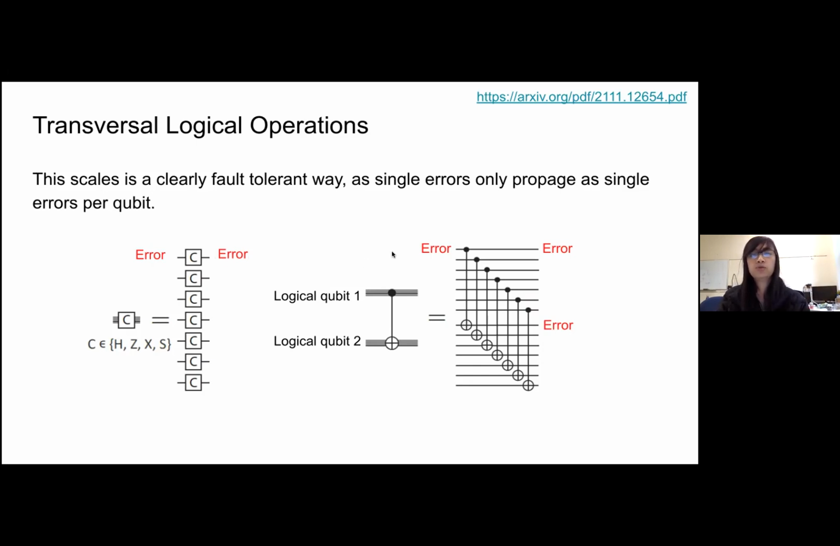And in the case of a 2 qubit gate, if you have an error on your control bit, yes, that will propagate to the bit that you're then going to flip based on the control bit, but that's, again, only a single error on your second logical qubit. So each individual qubit will only have one error.